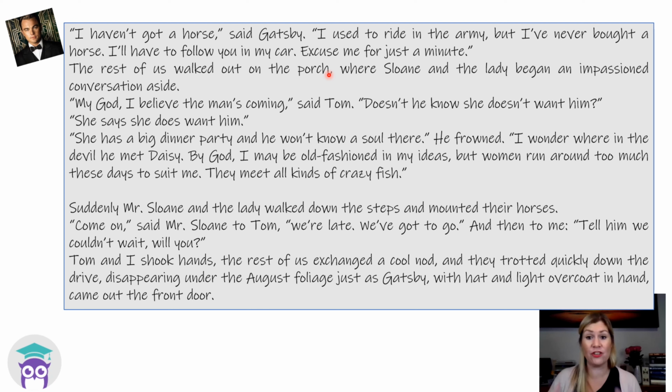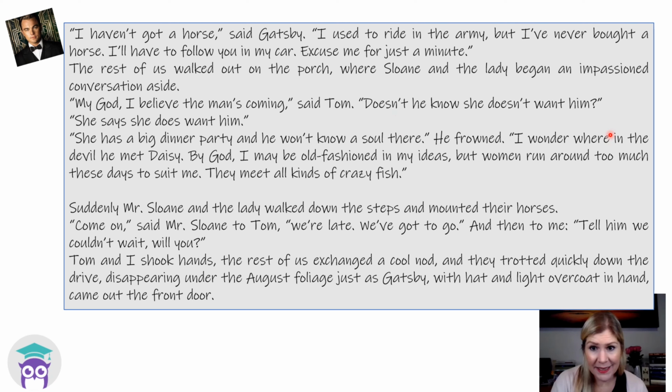There's a reason why J. Gatsby is kind of tied to the concept of the car, the yellow car. It's this position or kind of symbol of his wealth. And when he goes off to get his coat, there is this very awkward conversation between Tom, Sloane and the woman kind of whispering, but between Tom and Nick, where Tom says, "My God, I believe the man's coming. Doesn't he know she doesn't want him?"